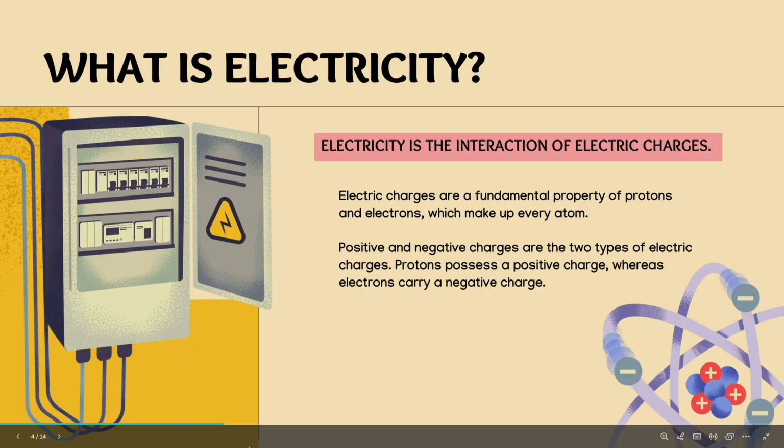So, what is electricity? Electricity is the interaction of electric charges. Electric charges are a fundamental property of protons and electrons, which make up every atom. Positive and negative charges are the two types of electric charges. Protons possess a positive charge, whereas electrons carry a negative charge.